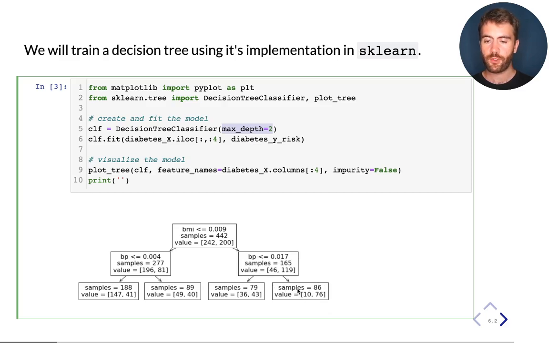Here, scikit-learn tells me that there are 86 samples in this data set, and 76 of them are high risk and 10 of them are low risk. So this tree has identified this high risk group of patients that have high BMI and high blood pressure, and it has chosen these particular values. And similarly here, these are patients with low BMI and low blood pressure, and most of them, 147, have low risk and 41 have high risk.